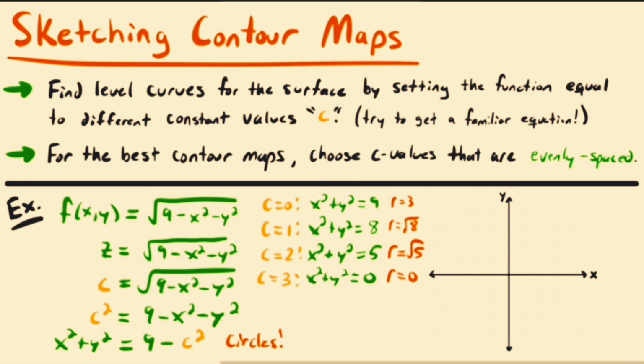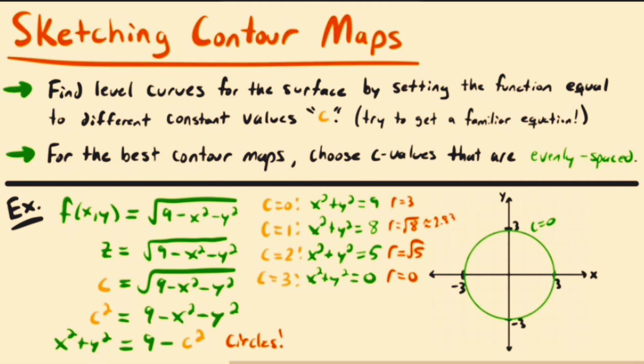And so let's start by graphing the level curve for c equals 0, which will just be a circle that has a radius of 3. So if this is y equals 3, x equals 3, y equals negative 3, and x equals negative 3, that level curve will look something like this. That would be the level curve when c equals 0. Moving on to our next level curve, for c equals 1, we have another circle, but this time the radius is the square root of 8, which as a decimal is approximately 2.83. And so that will be the radius of this circle.